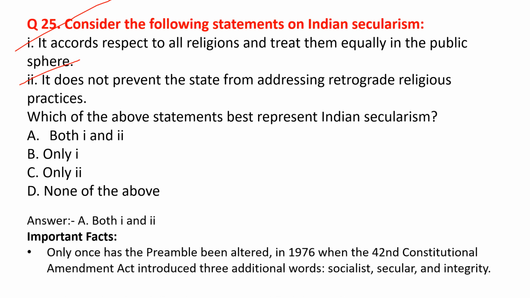Let us know some important facts about the preamble of the Indian Constitution. In the preamble of Indian Constitution, only one change was done. It was done in 1976 after 42nd Amendment of the Constitution. Three words were introduced in the preamble of the Indian Constitution. These words were socialist, secular, and integrity.